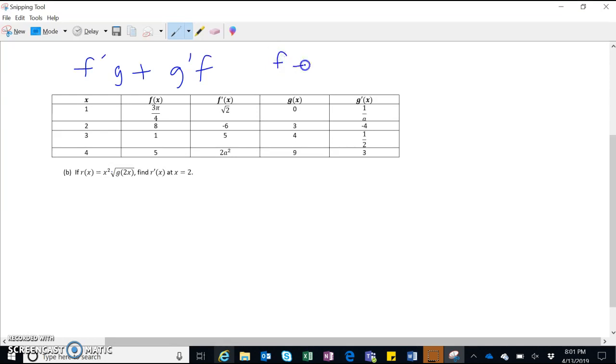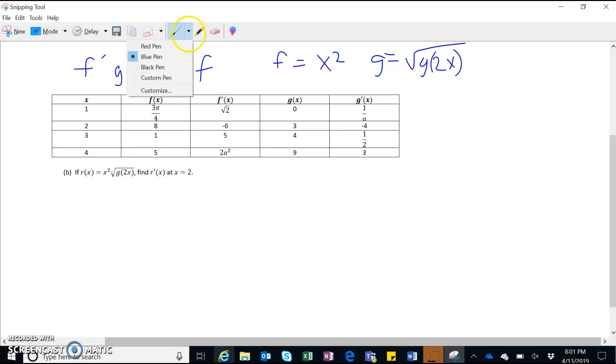f is always the first function, so in this case that's x squared, and g is always the second function. For us, that's the square root of g of 2x. You can see right away the harder function is going to be that g function. It's going to be a pretty intense derivative that we're going to be looking at. But right away, I'm not intimidated at all by f because I know f prime is just 2x.